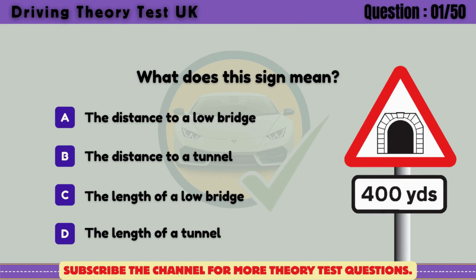Question 1. What does this sign mean? Option A. The distance to a low bridge. B. The distance to a tunnel. C. The length of a low bridge. D. The length of a tunnel.